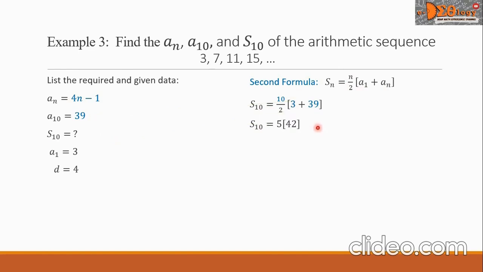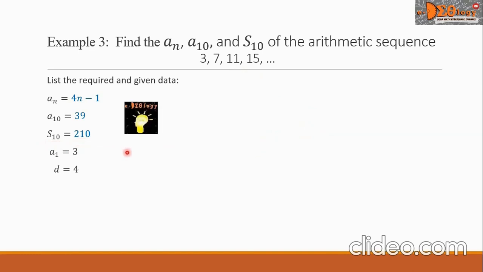Simplifying further, 3 plus 39 is 42, and then 10 over 2 is 5. Let us multiply 5 times 42. The answer is 210. This is the sum of the first 10 terms of this arithmetic sequence. Let us copy this value opposite s sub 10 on this side. So we are done with our example 3. These are the final answers.